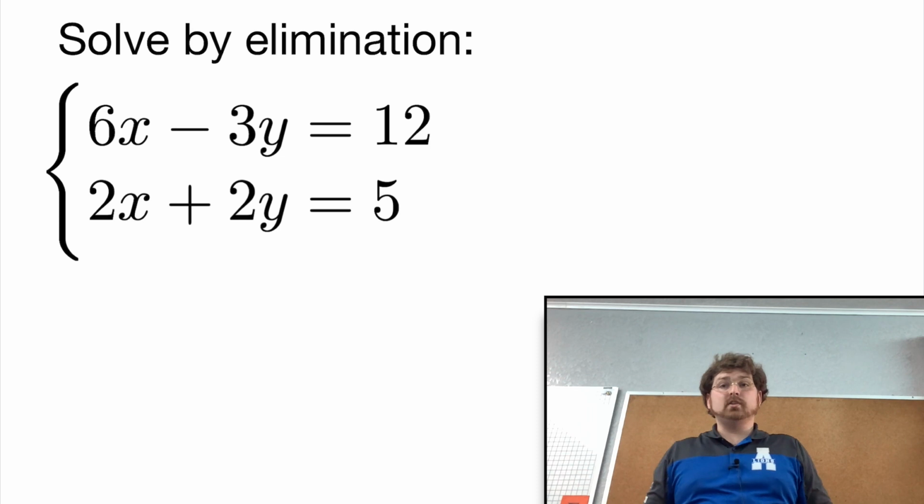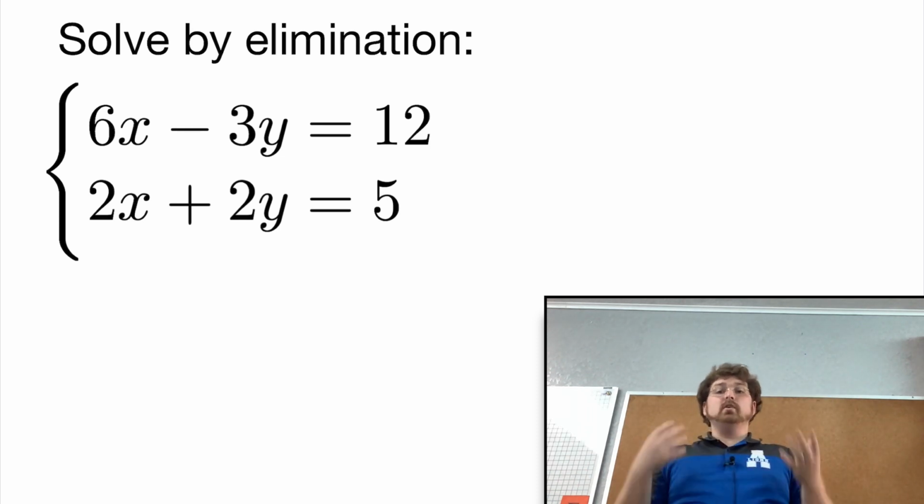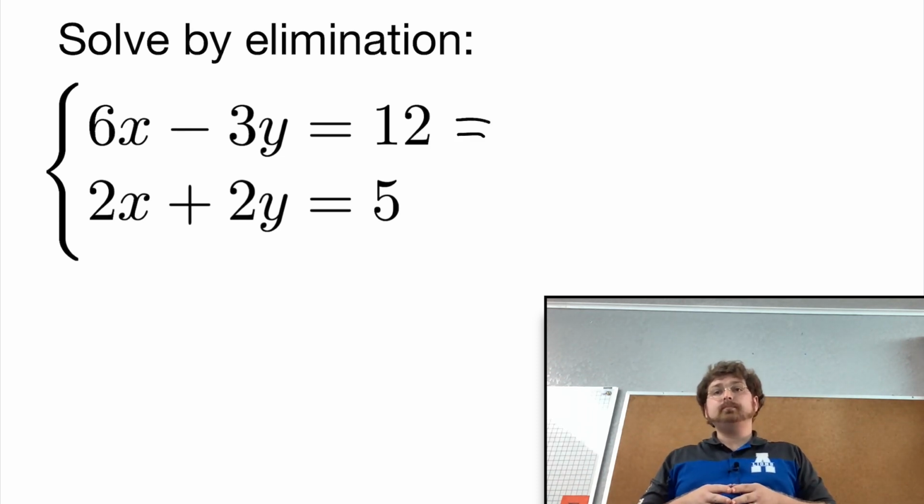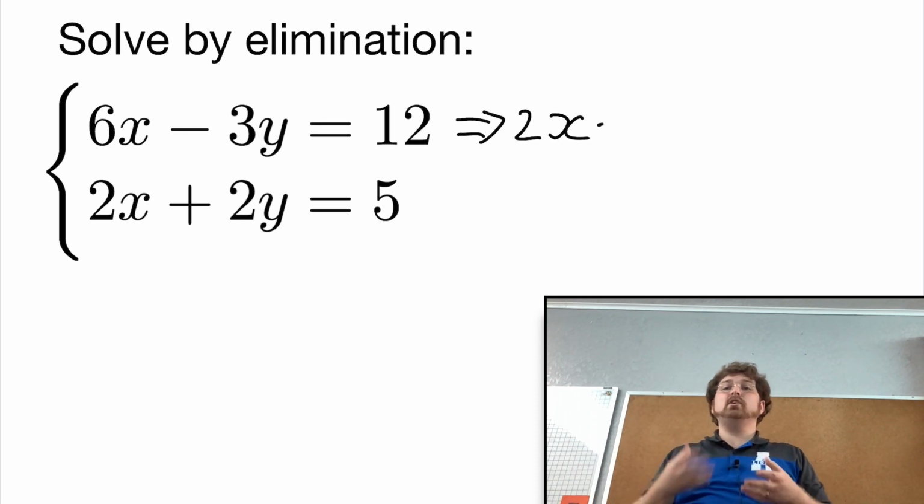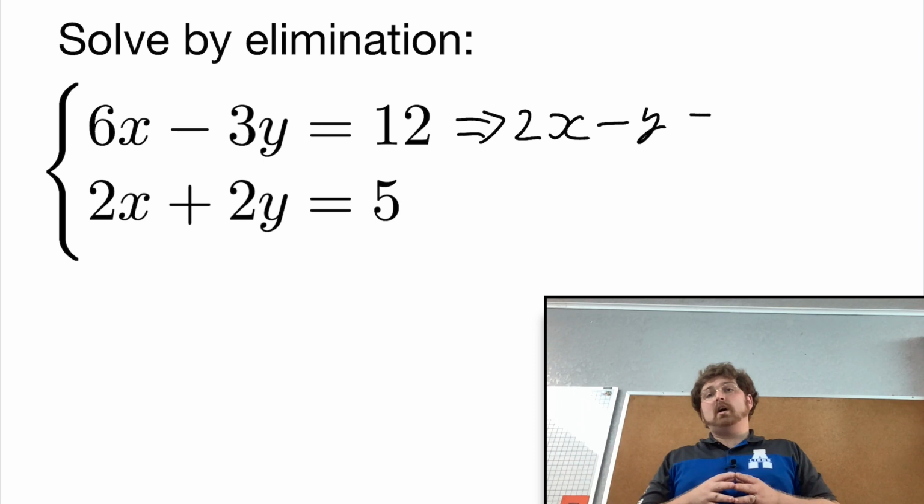So we're going to work on solving this equation using the process of elimination. So the first thing we do is we simplify everything by dividing by 3, and we get 2x minus y is equal to 4.